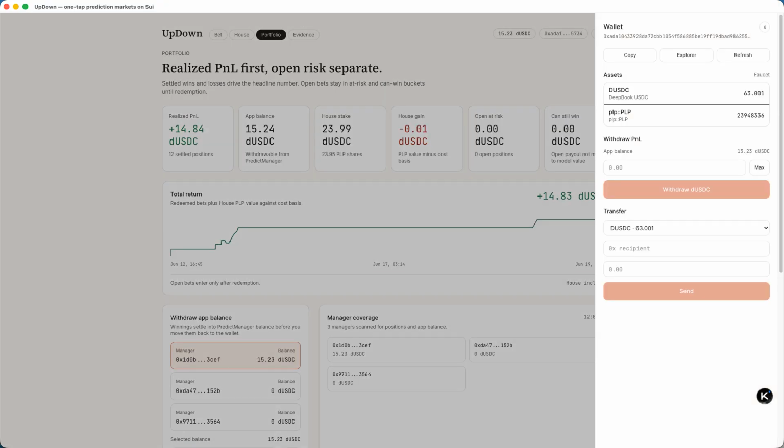The wallet drawer is the account control. It shows the public address, assets, faucet, app balance, withdraw P&L, and transfer controls. This is important for judges. Onboarding is Google and sponsored gas, but funds and exits remain visible.